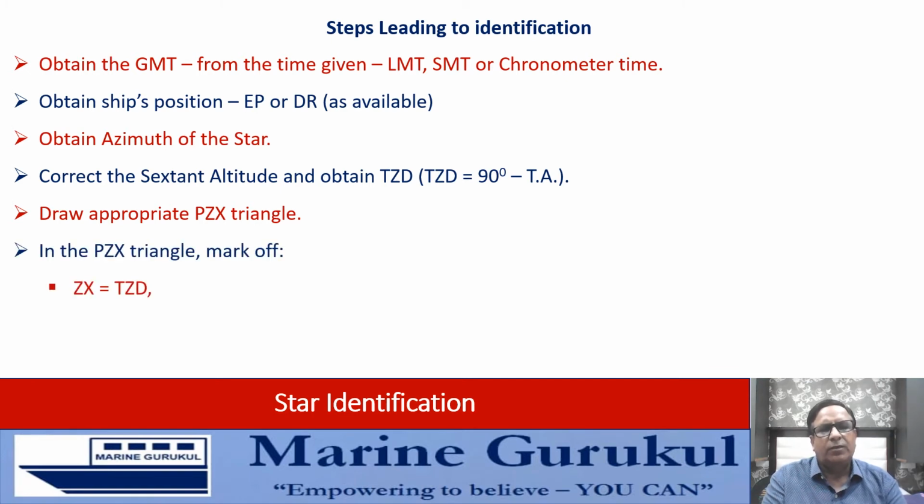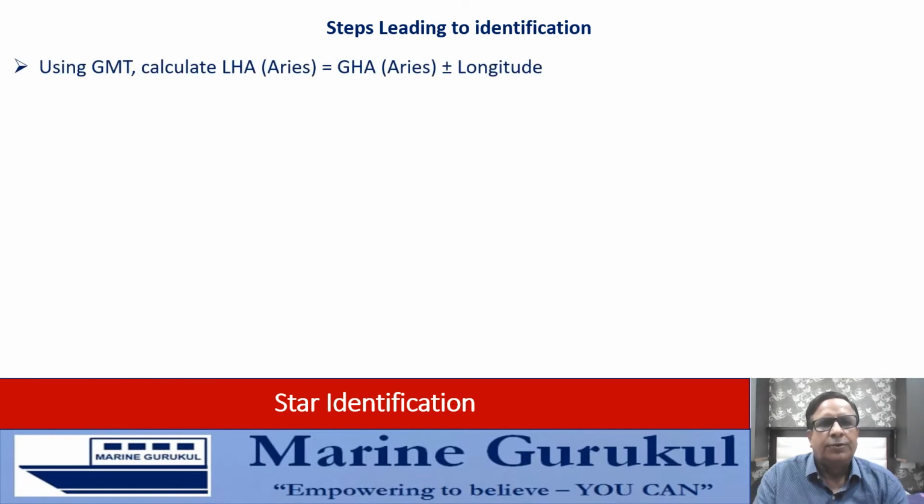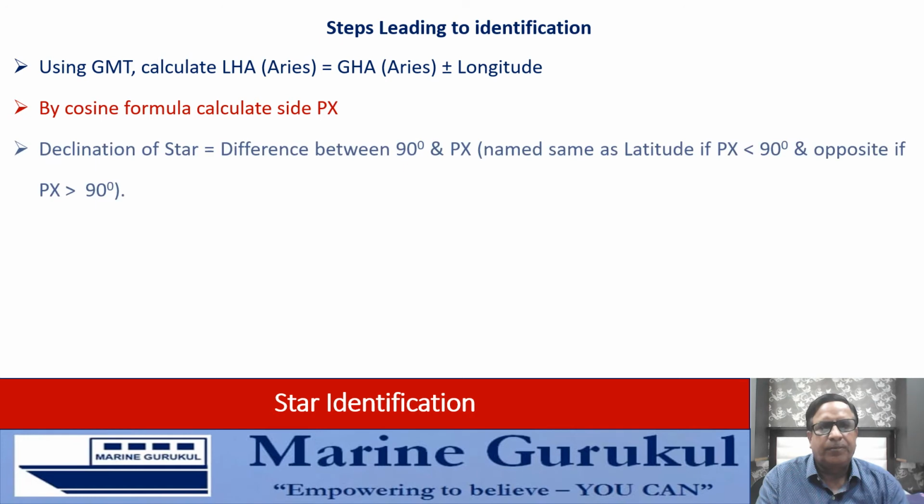Appropriate means that whatever parameters we have calculated, according to those parameters, we need to draw the PZX triangle. In the PZX triangle, we can mark off PZ, we can mark off the colat, and we can mark off angle Z. Now angle Z will depend on azimuth, and we have already seen in our discussion on PZX triangle how angle Z is related to azimuth. Using the GMT that we obtained, we calculate the LHA Aries, which will be equal to GHA Aries plus minus observer's longitude. Now we apply the cosine formula to calculate side PX of the PZX triangle, and that shall give us the polar distance of the body.